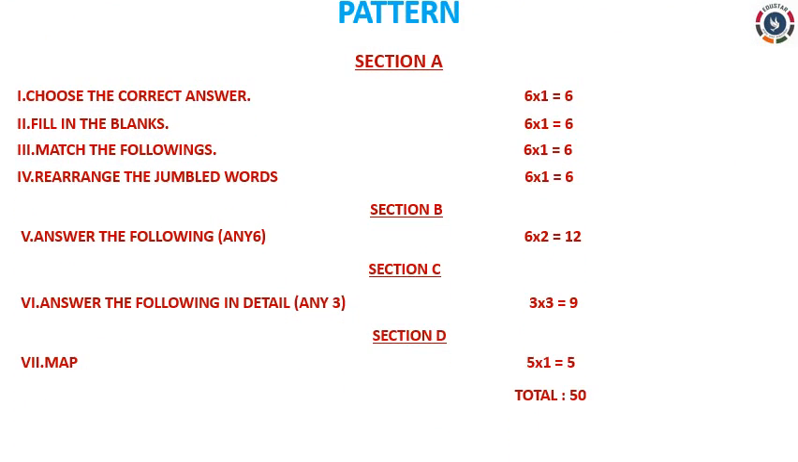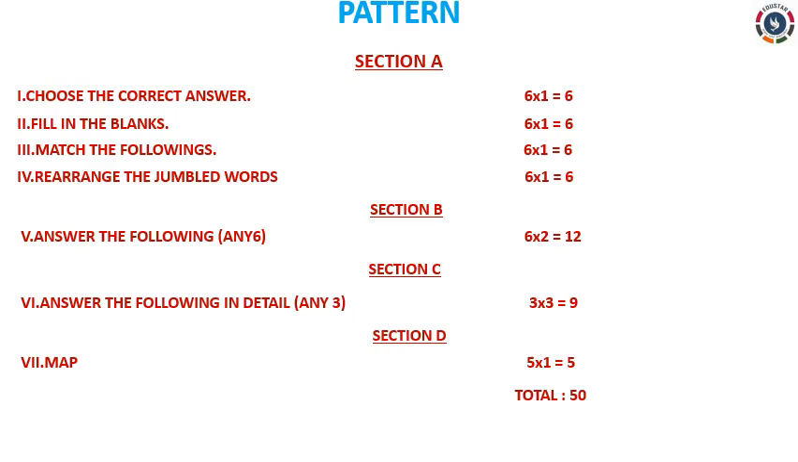Now I will show you the pattern. Section A, first Roman letter, choose the correct answer for 6 marks. Roman letter 2, fill in the blanks, 6 into 1, 6 marks. Roman letter 3, match the following, 6 into 1 equal to 6 marks. Roman letter 4, rearrange the jumbled words, 6 into 1 equal to 6.